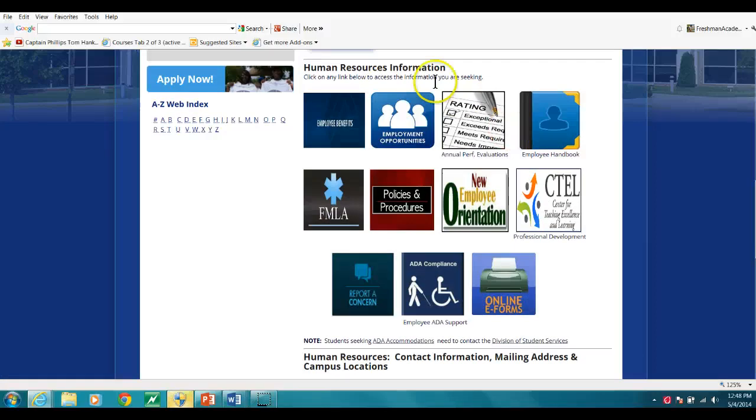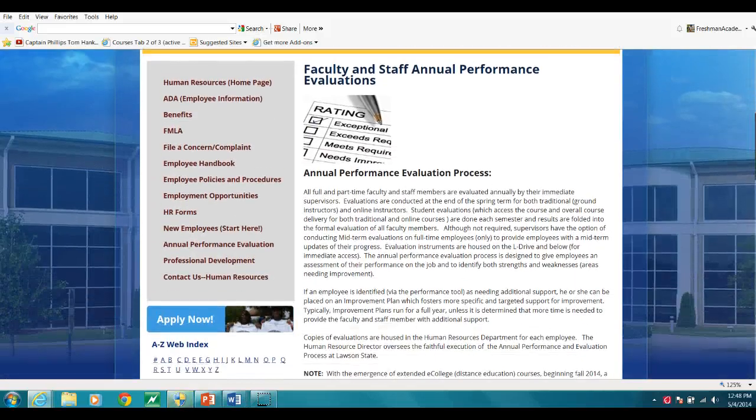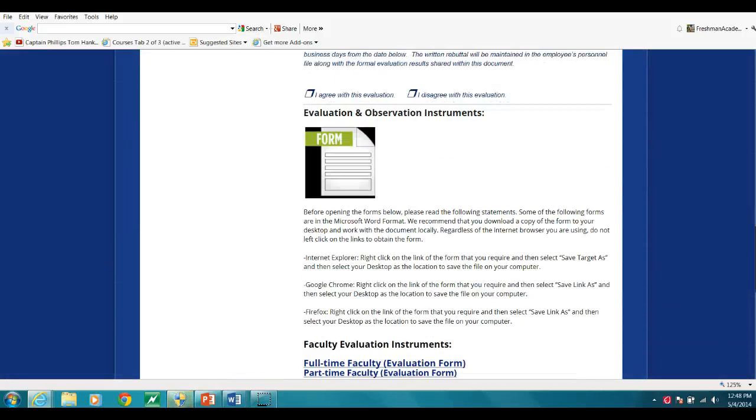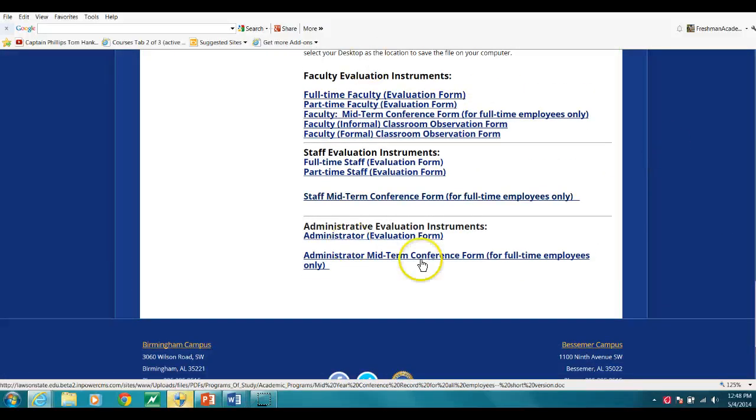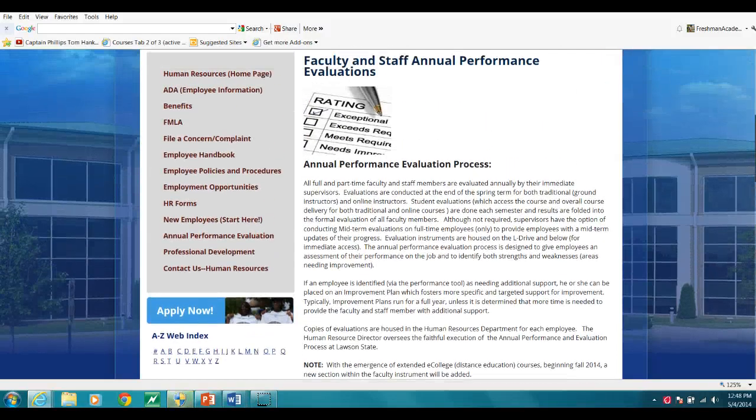And as you can see, right in this area, you're going to go ahead and click on the annual performance evaluation. And I really like this page because not only does it explain the process to you, it also provides you with all of the instruments that we use here at the institution, whether they're faculty evaluations, staff evaluations, or administrative evaluation instruments, okay? And we'll go over those in a few minutes.